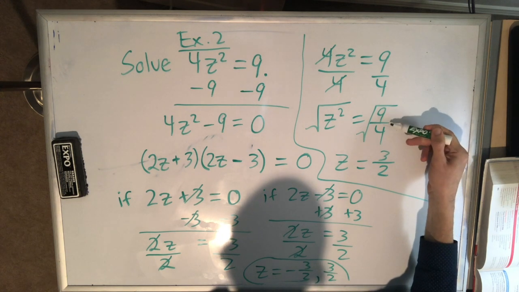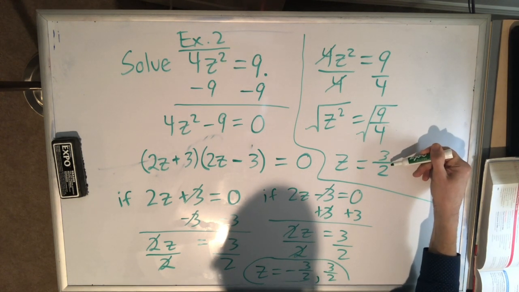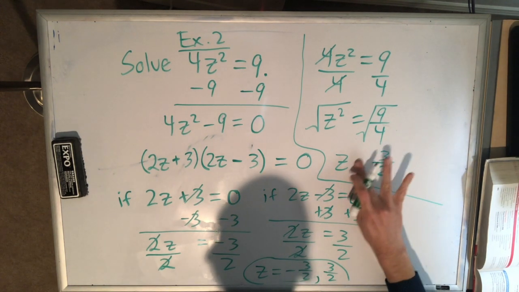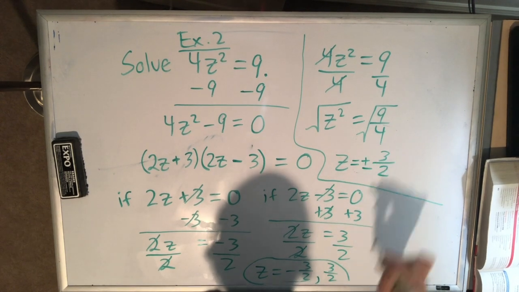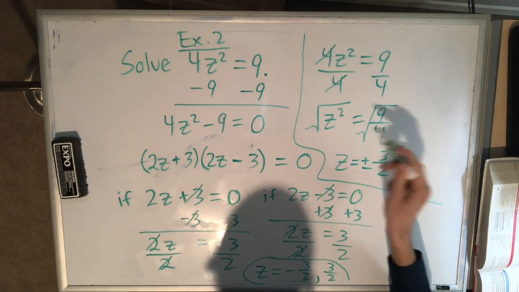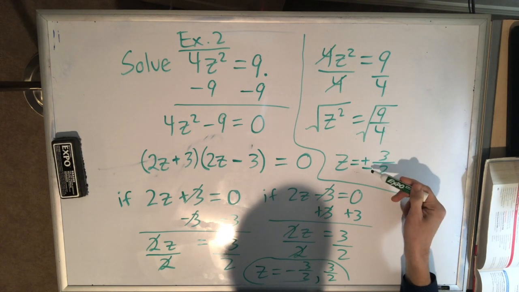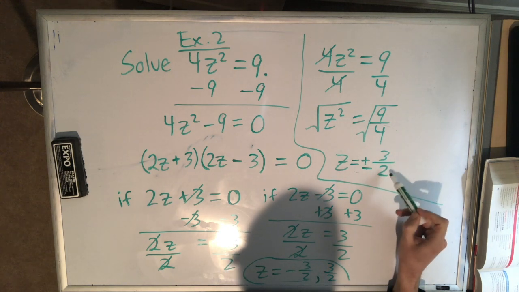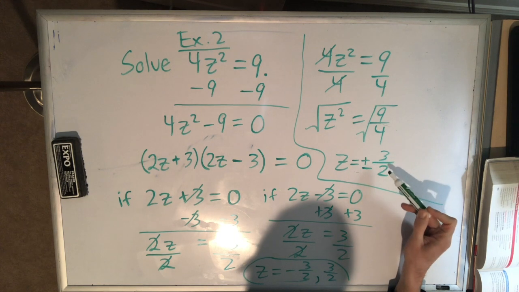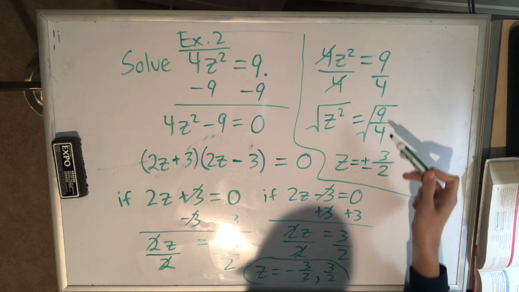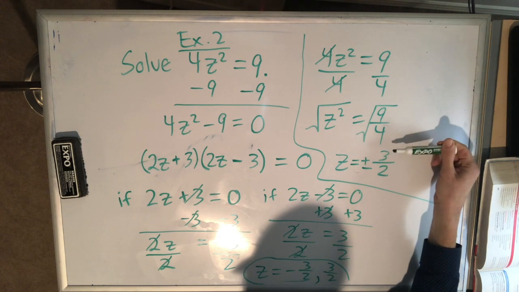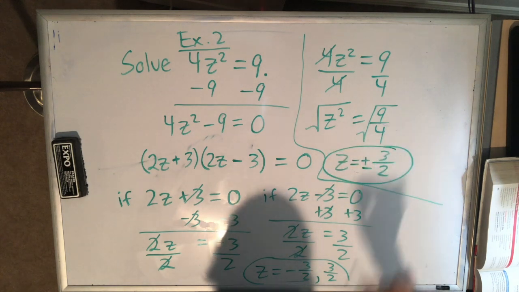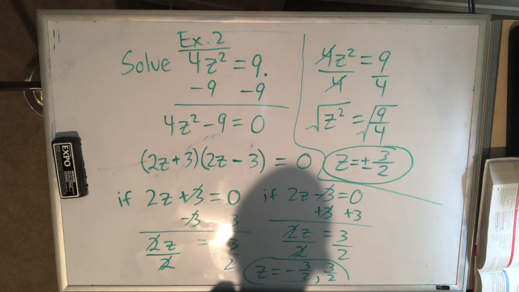And it makes sense that the square root of 9 over 4 is 3 over 2, because 3 over 2 times 3 over 2 is 9 over 4. And we need plus or minus. Anytime you take the square root of both sides of an equation, put plus or minus on the opposite side of the variable, because z equals +3 over 2 and -3 over 2, because -3 over 2 multiplied by itself is also 9 over 4, because a negative times a negative is positive. So that's another way of writing the answer: z equals +3 over 2 or -3 over 2.